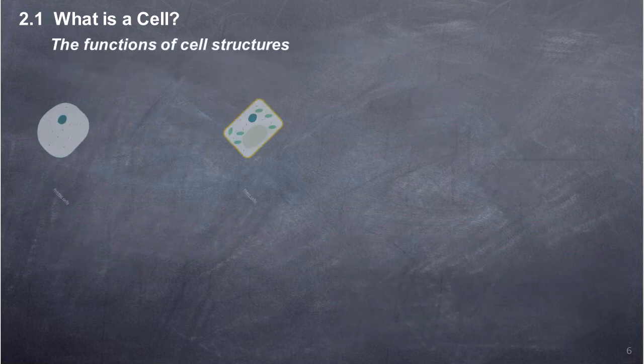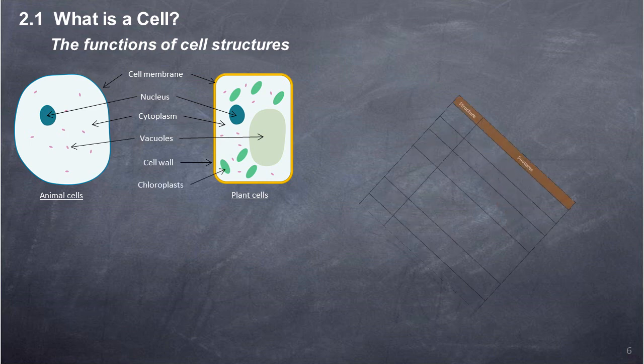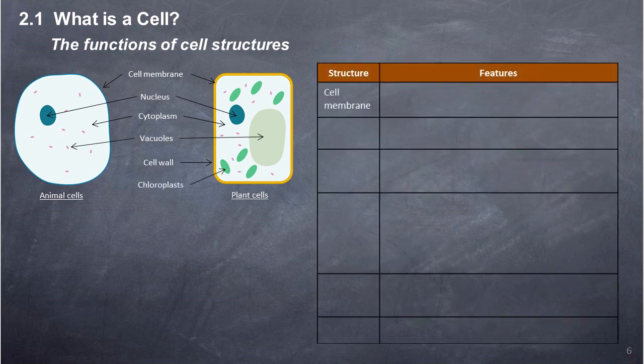The functions of cell structures. Cell membrane. Nucleus. Cytoplasm. Vacuoles. Cell wall. Chloroplasts. Cell membrane. Forms the outer boundary of a cell. Thin, partially permeable layer. Substances move in and out of the cell.